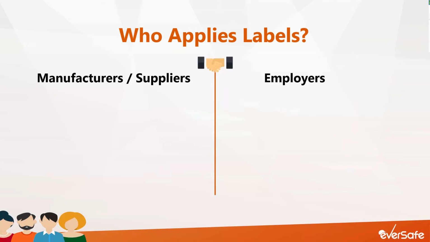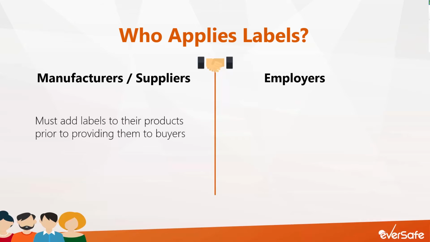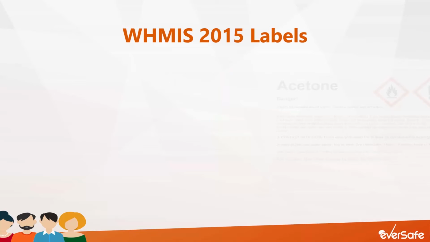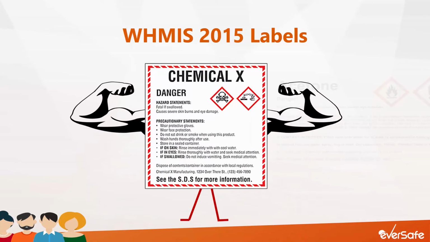WHMIS labels are still required to be added to hazardous products by manufacturers and suppliers before the products are provided to buyers. And still, as an employer, you're responsible for making sure that any hazardous product that comes into your workplace is properly labeled. You're also responsible for making sure that workplace labels are applied when necessary. So WHMIS 1988 labels haven't been replaced but have been absorbed and improved using GHS recommended labeling, ultimately converting them into superior, universal types of labels called WHMIS 2015 labels.